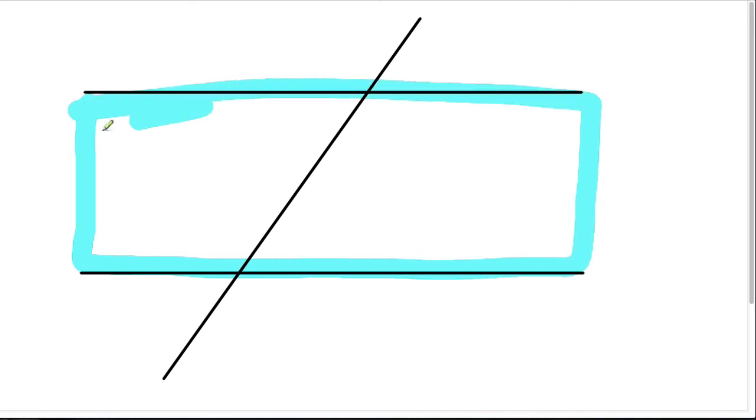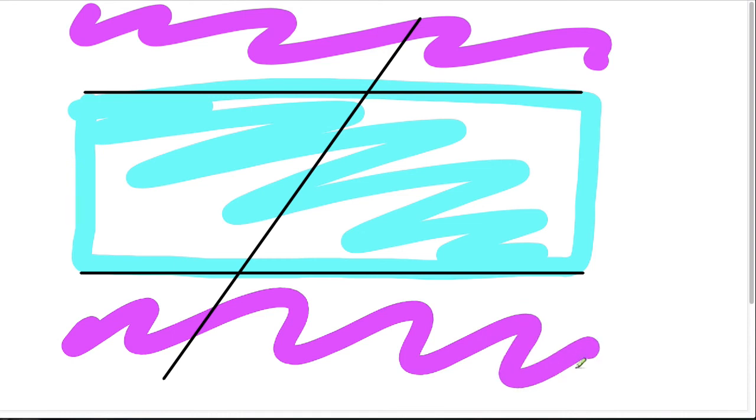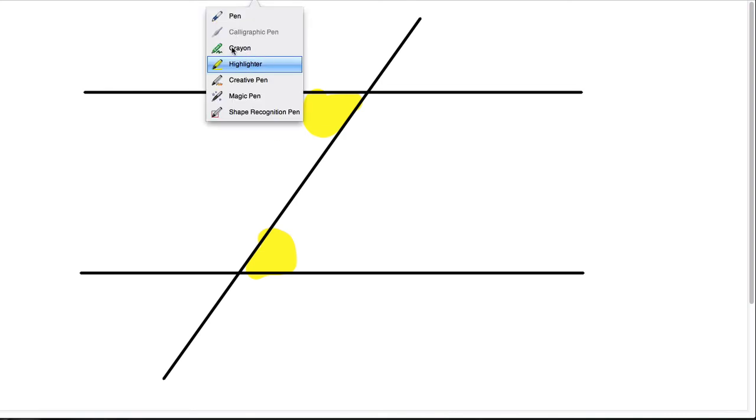So all of this part here is the interior part of the parallel lines, and everything outside would be everything up here and down here. So the light blue represents the interior and the purple represents the exterior. So interior angles are the ones that are inside the blue region or inside the two parallel lines. This yellow angle over here matches with this one down there. Now, they're inside the parallel lines, so we call those angles interior, and they're alternating around the transversal line.